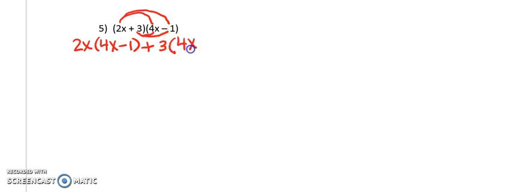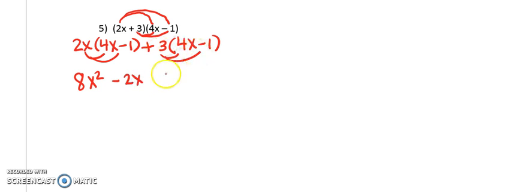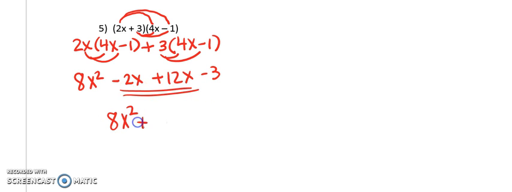Over here on number 5, we have our first term and we want to multiply it times both of these. So we're taking the 2x and we're multiplying it times the 4x minus 1. And then we've got the 3 and we're multiplying it times both of those. So we've got a positive 3 times the 4x minus 1. And then we go ahead and distribute those in. So here we'll have 8x squared minus 2x. And over here we'll have positive 12x minus 3. Then you have some like terms right here. So 8x squared plus 10x minus 3.